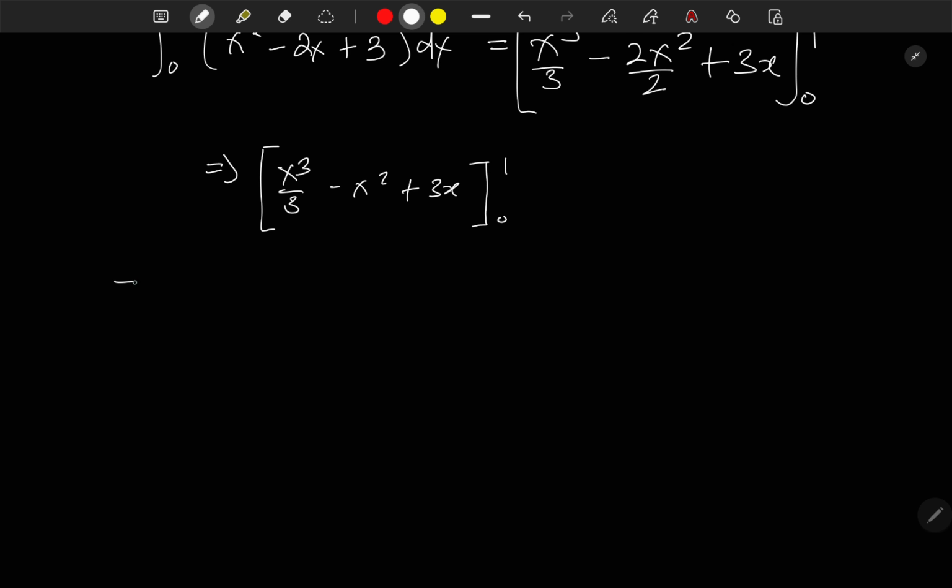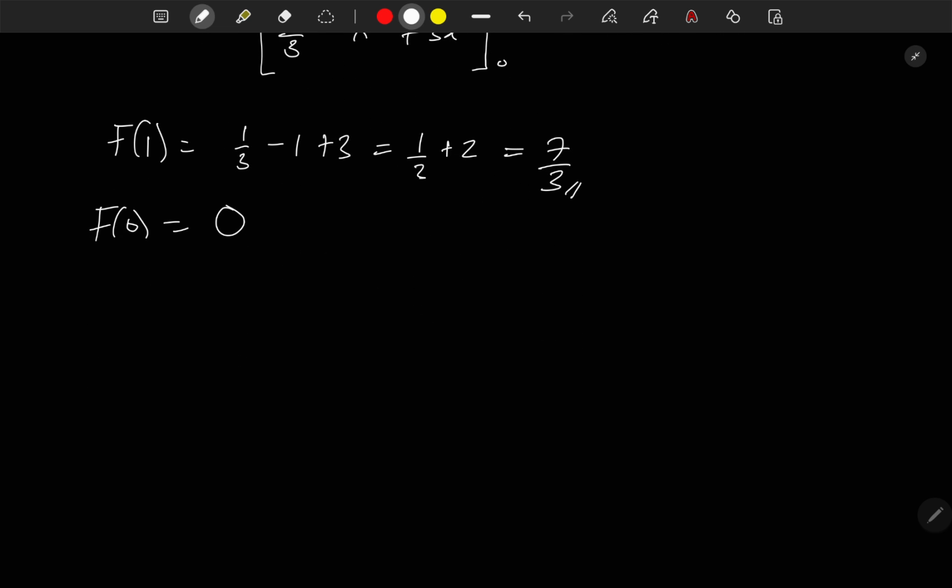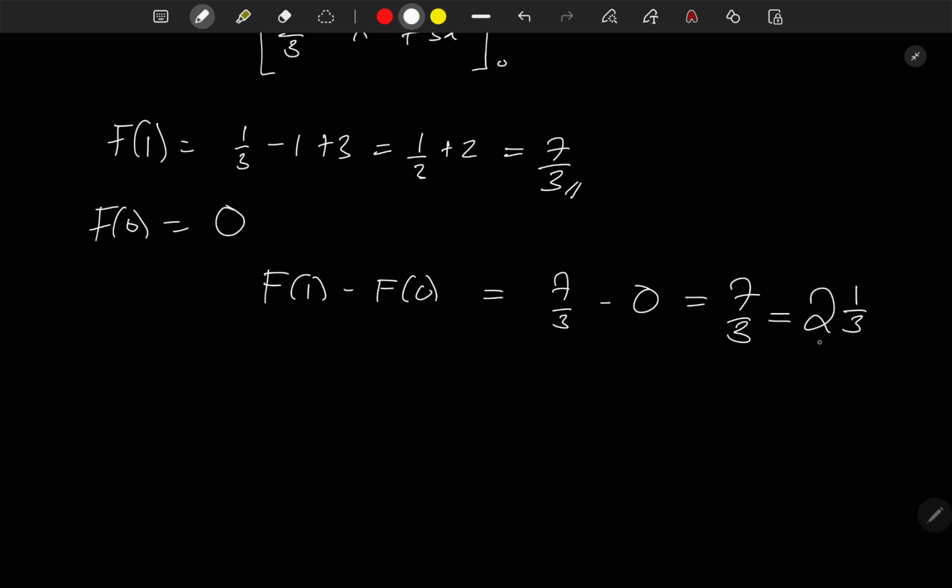Let us now find F of 1. We put 1 there, we get 1 over 3, we put 1 there, we just get 1, we put 1 there, we get 3. This gives us 1 over 3, and evaluating the rest, we get plus 2. 3 times 2 is 6, plus 1, 7 over 3. We keep it. We evaluate F of 0. If I put 0 there, 0 there, and 0 there, I'm just getting 0. So F of 1 minus F of 0 is equal to 7 over 3 minus 0, giving me 7 over 3. If I divide, I get 2 remainder 1 over 3.